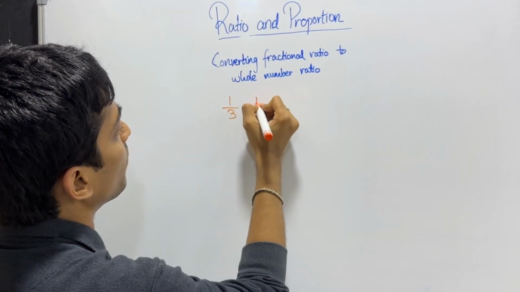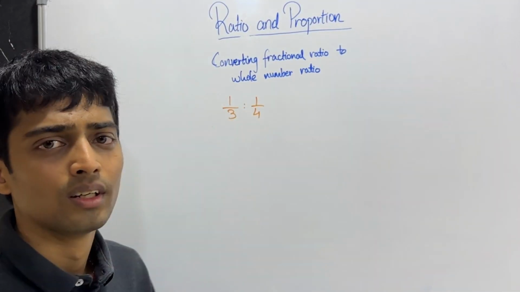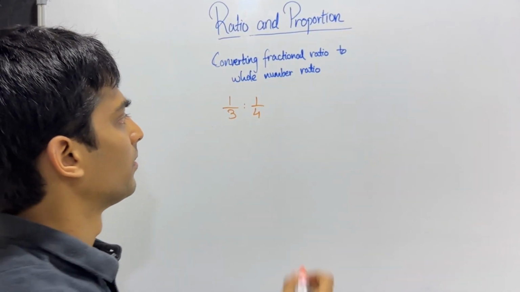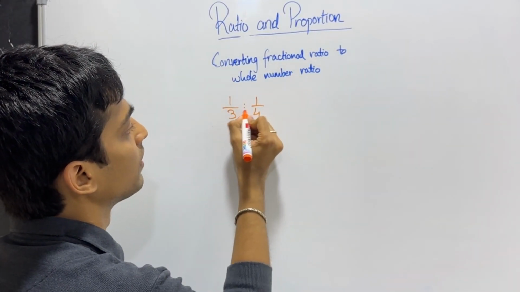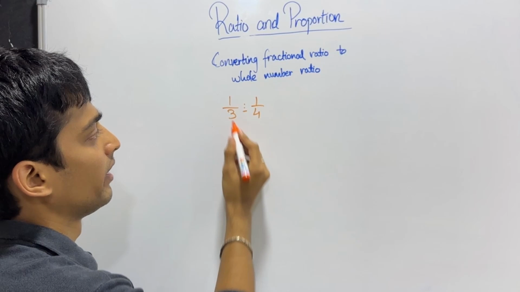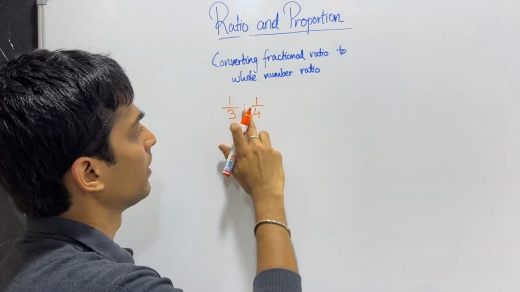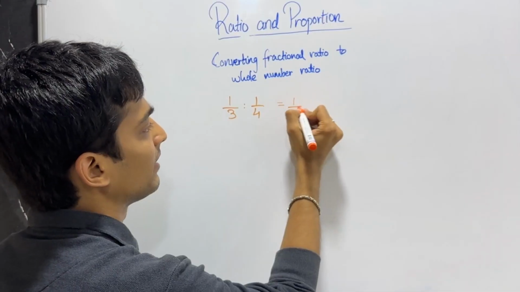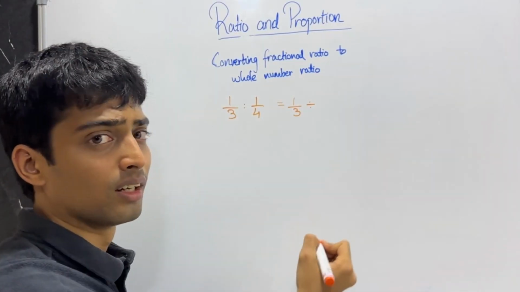1/3 is to 1/4. Now, how do we get it into the whole number ratio? So, first step is this. Ratio symbol is nothing but division. So, you can simply divide it. Put a division symbol there. So, 1/3 divided by 1/4.